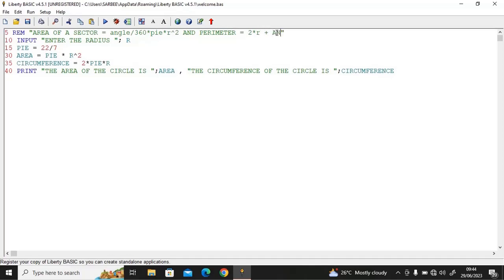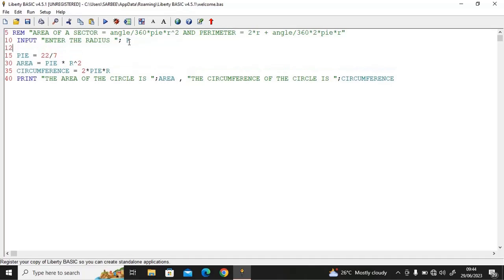Length of an arc is the angle given over 360 times 2 pi r, the perimeter of a circle, 2 pi times r. So this is the formula for the area and perimeter of a sector. So I need the radius, that one is done. I need the pi, that one is done. Also, there should be one input here, which is the angle.